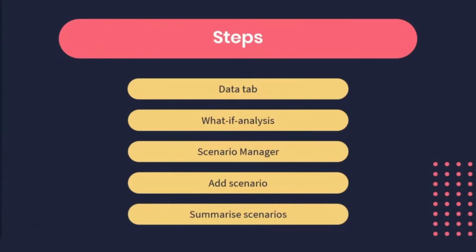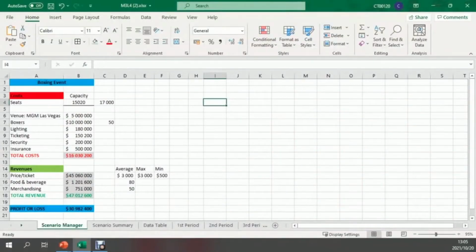So here we have 2 groups of data referring to a boxing event. In the first group, you can see the costs, and in the second group, we can see the revenue. So as we said, imagine you're working for a big promotion company, and you would like to calculate all the profits or possible losses in different scenarios.